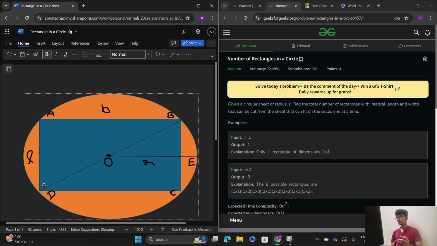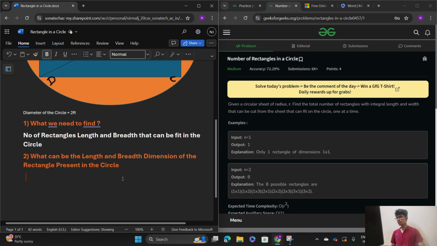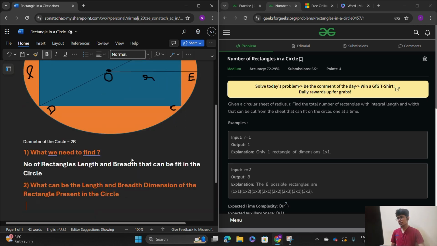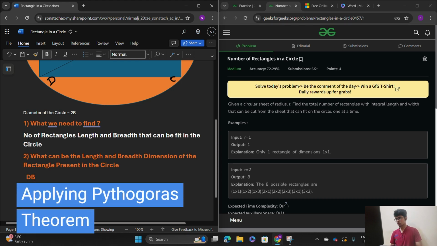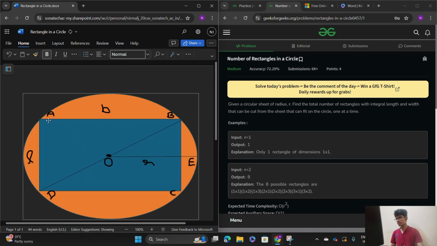In the Pythagoras theorem, we know AC square is equal to AB square plus BC square, and most importantly, the square of the hypotenuse is greater than the sum of the squares of the sides. We have read this in our Pythagoras theorem. The same concept I'm going to use here. So DB is the hypotenuse. Let me write it as DB square is equal to AB square plus AD square.